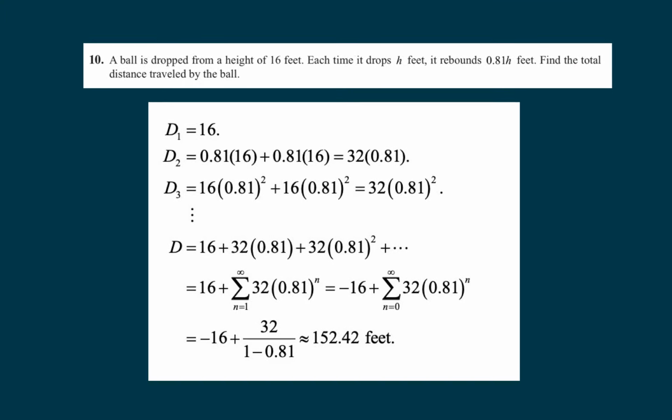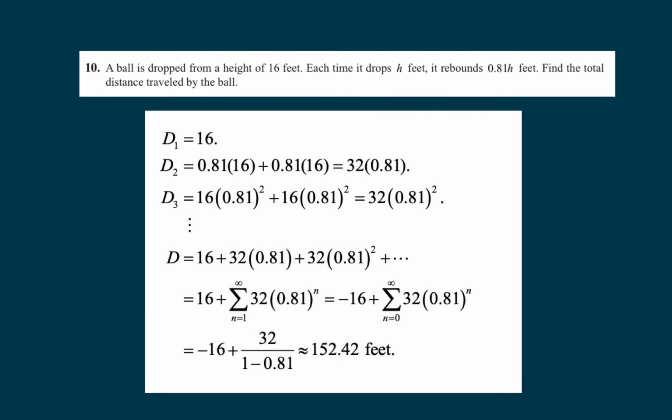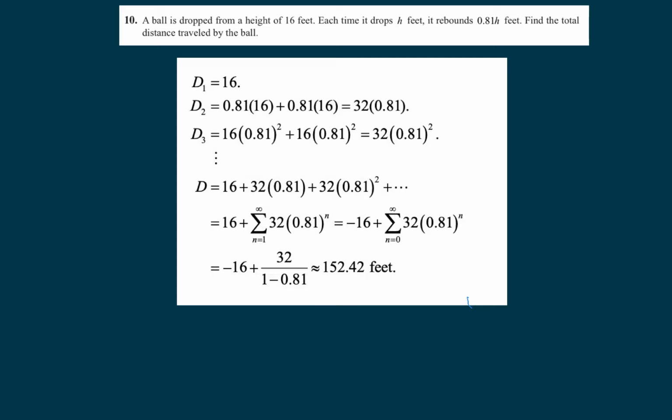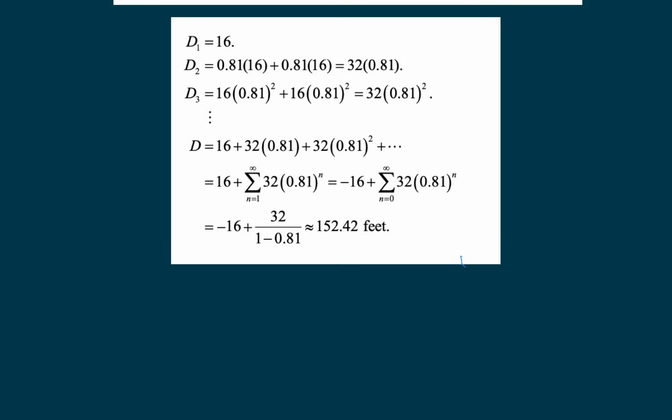There is no more problem here. Oh no, there is more. It says a ball is dropped from a height of 16 feet. Each time it drops, it rebounds 0.81 of the height. Find the total distance traveled. I think I did this problem in class. Let's do it.